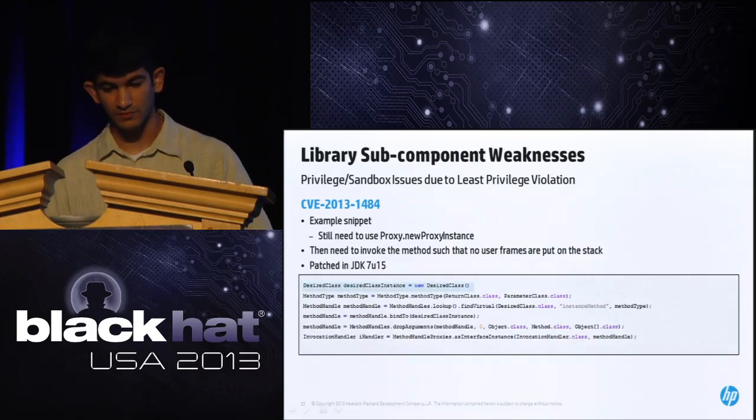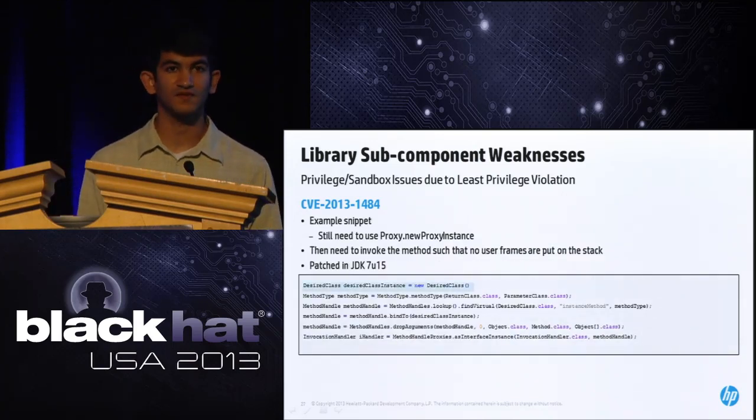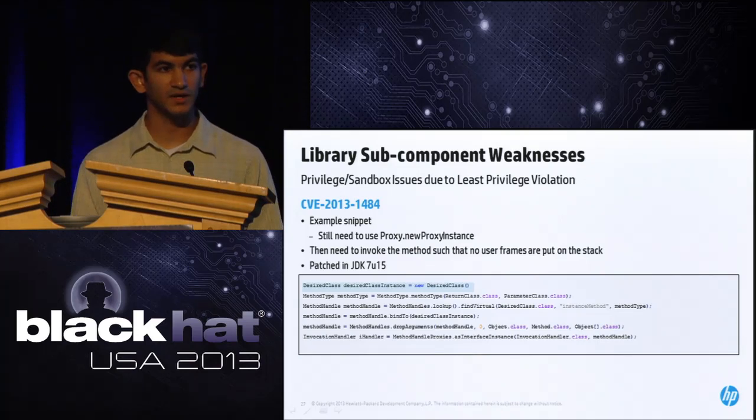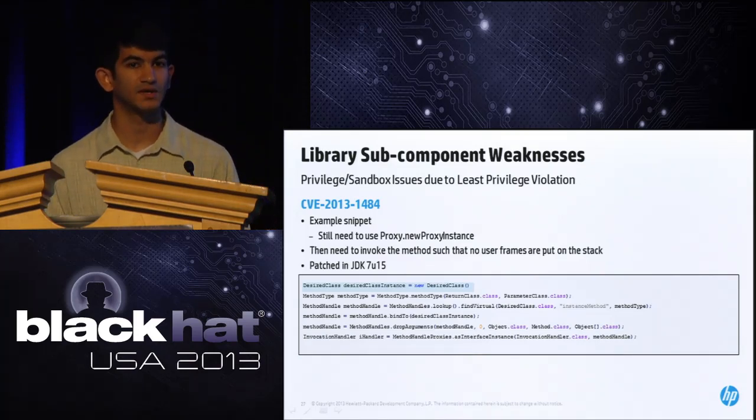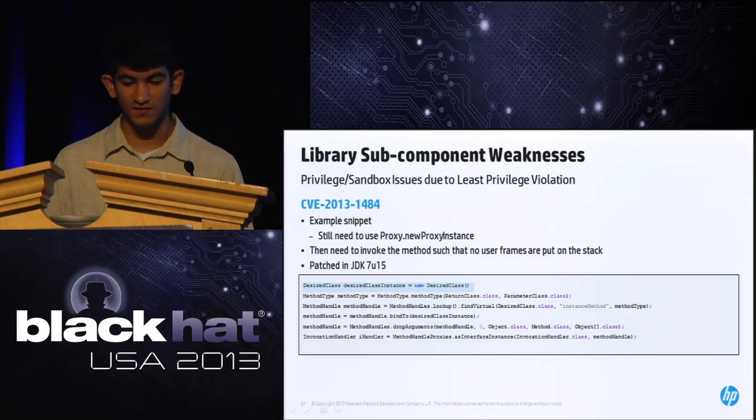And here's a little snippet of a POC. So you'd start off with some class that you control and has an instance method you want to execute at a higher context, and you just instantiate it.